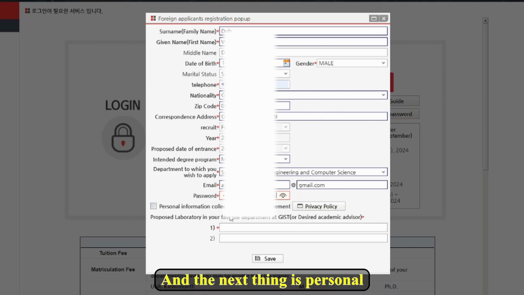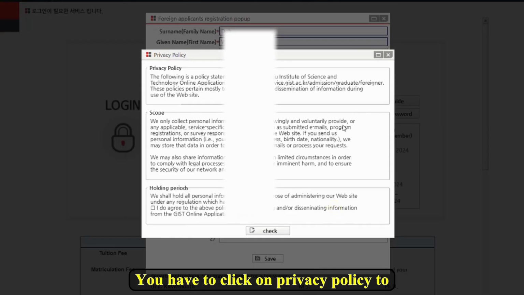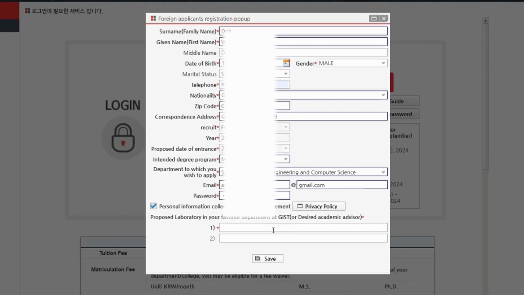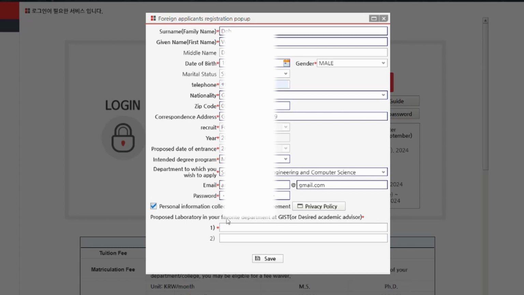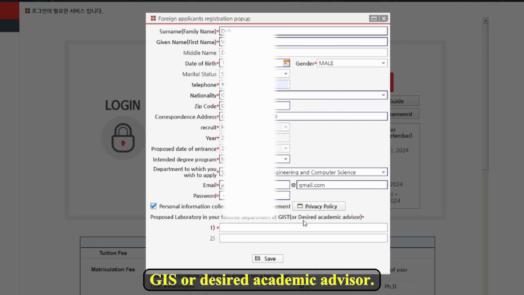And the next thing is personal information collection and uses. You have to click on privacy policy to view the policy, and then click on check, and then it will check the personal information. And then next thing is you need to go ahead and write down proposed laboratory in your favorite department at GIS or desired academic advisor.